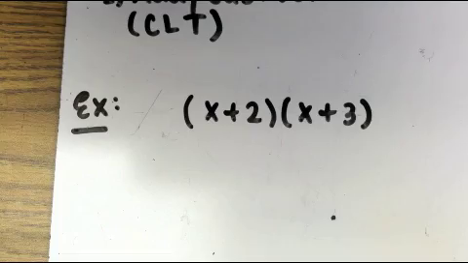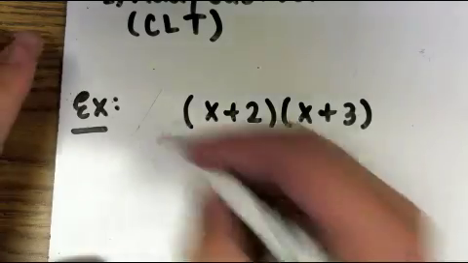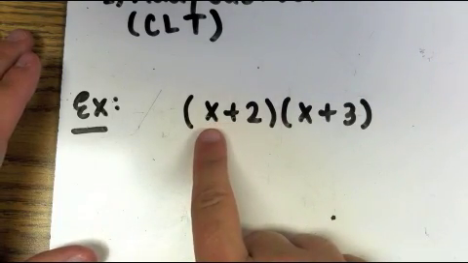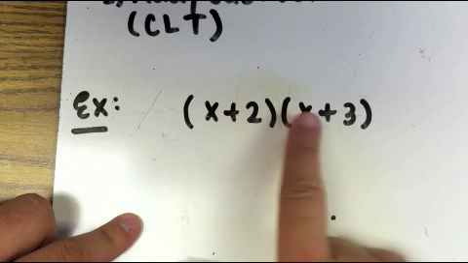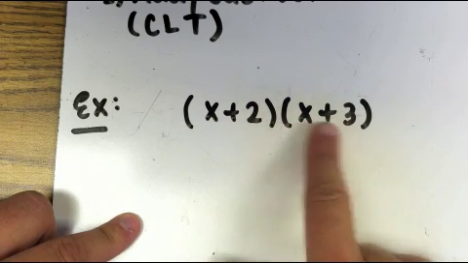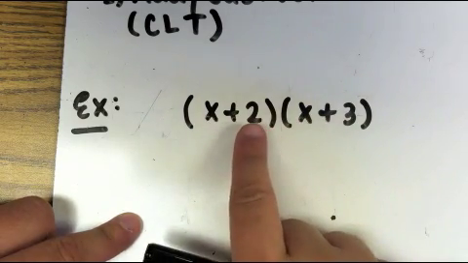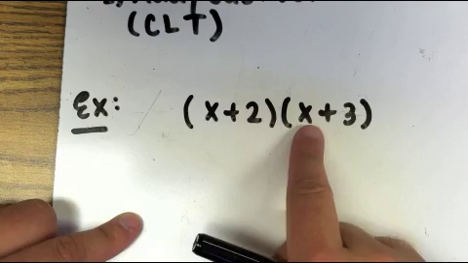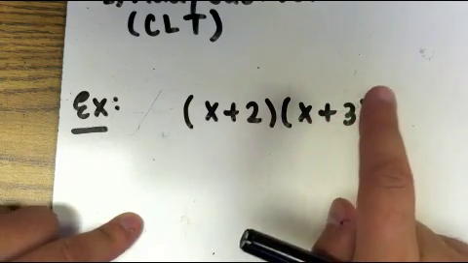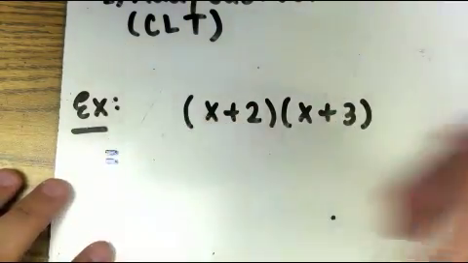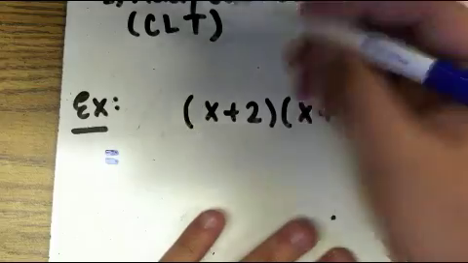So to do this, all you're going to do is you're going to distribute. You're going to take this x right here, and you're going to multiply it by both of these terms, the x and the plus 3. And then once you're done with that, then you're going to take the 2, and you're going to multiply it by the x and the 3. So it's sort of like there's two distributive things going on here. So let's see if we can do this real quick. And then we'll continue our study here.